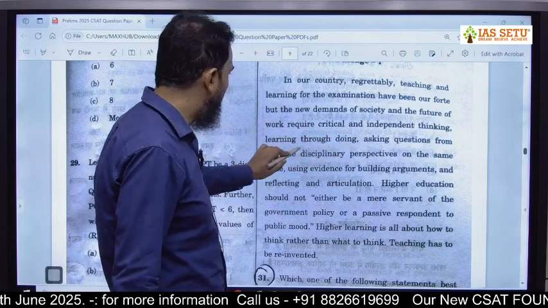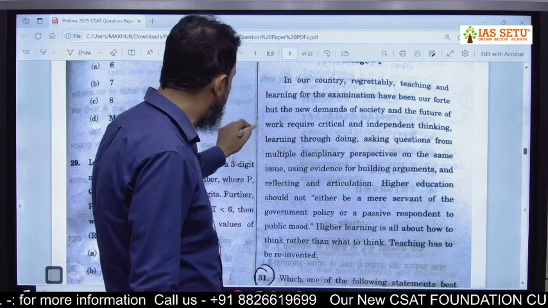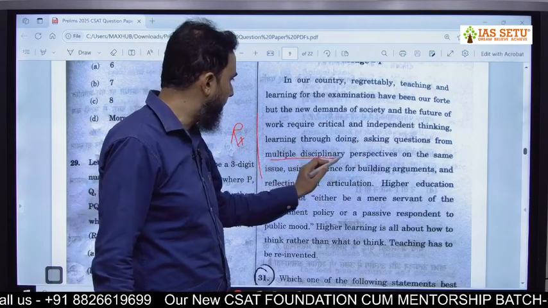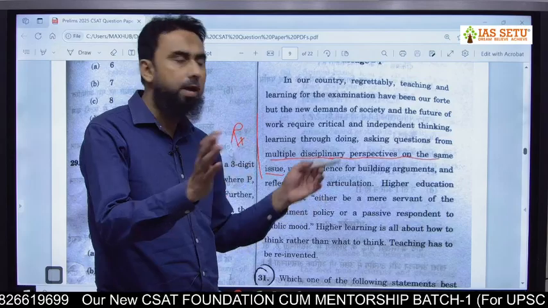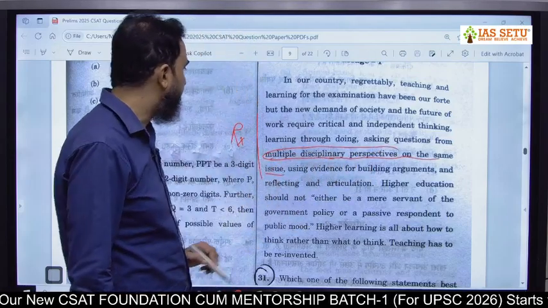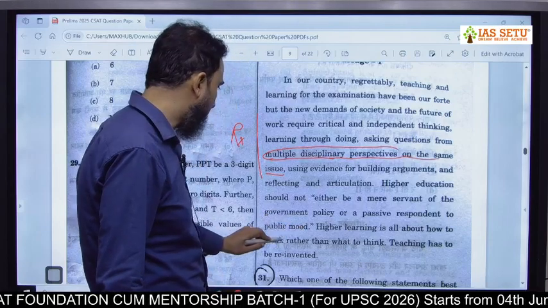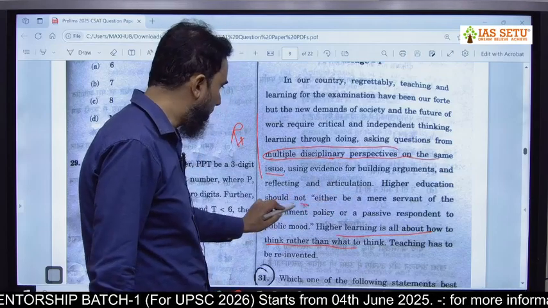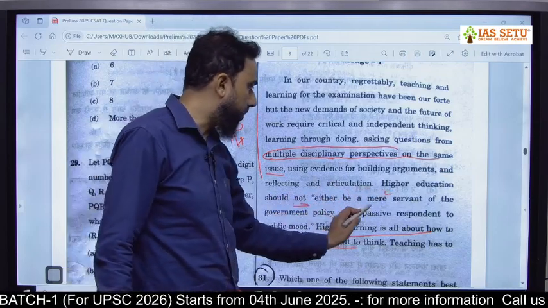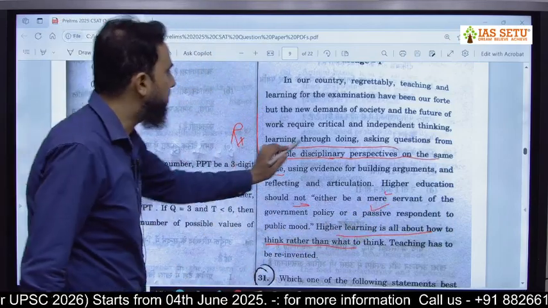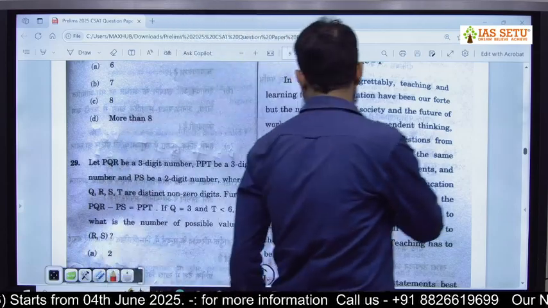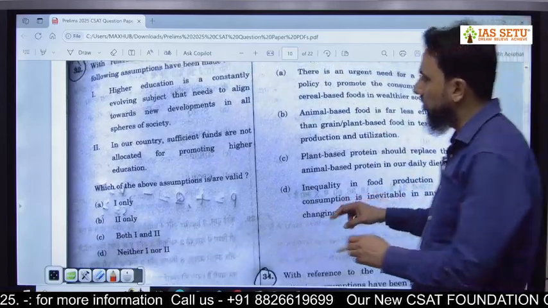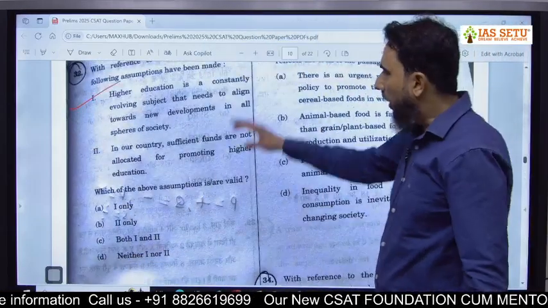Critical independent thinking, learning through doing, asking questions, all these recommendations are made by the author. Asking questions from multiple disciplinary perspectives on the same issue, from different dimensions, that is given, right? And similarly, the author says higher learning is all about how to think rather than what to think. And higher education should not be a mere servant of the government policy or a passive respondent. It should contain asking questions from multidisciplinary perspectives. So it affirms statement 1 as a correct assumption.